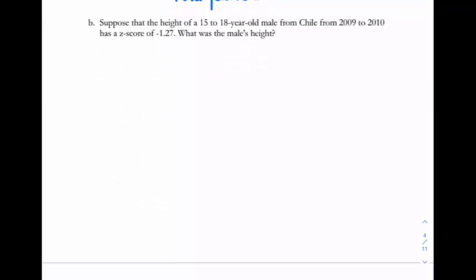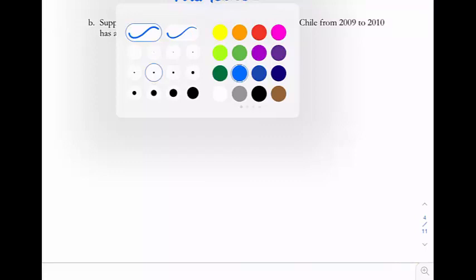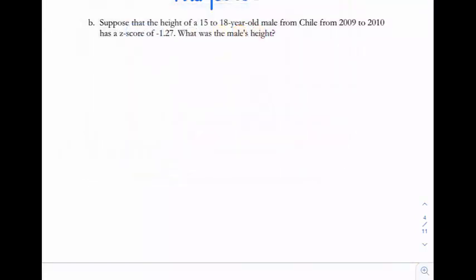For part B, suppose that the height of a 15 to 18-year-old male from Chile from 2009 to 2010 has a z-score of negative 1.27. What's the male's height? So this one, let's discuss a few things. We know that z is equal to the data value minus the mean, then divided by the standard deviation.